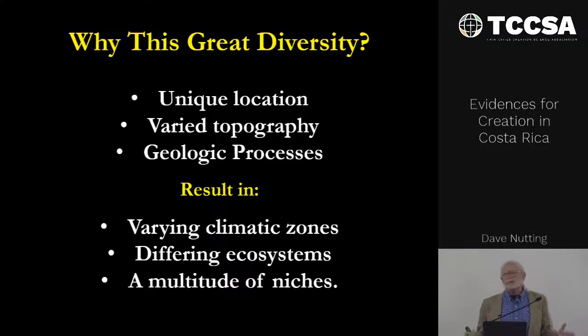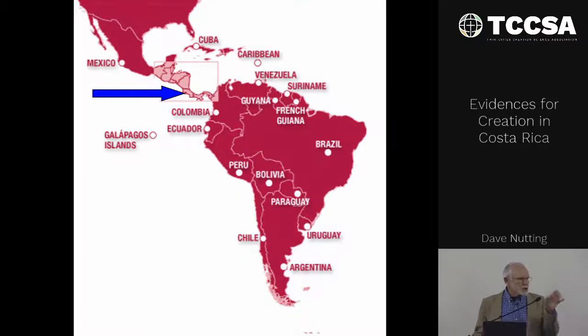Well, first of all, it's a unique location, number one, and we'll see why. There's a varied topography and a lot of geologic processes happening. That all results in different things, including climatic zones that are different ecosystems, and a multitude of what you might call special niches, where you might have a specific type of creature. Where's it located? Well, tip of that arrow. That little country right there, that's Costa Rica.